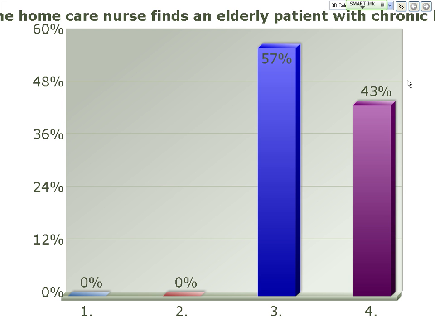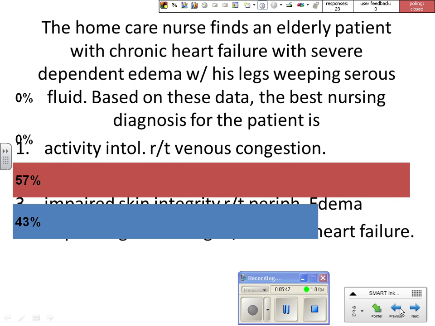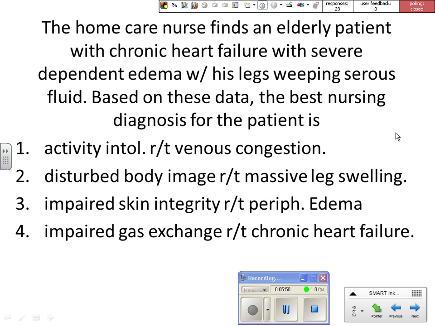Okay, 57% went with the skin integrity and 43% went with the gas exchange. Okay, what are the key words in this question? Severe edema with legs weeping serous fluid, based on these data. When you see that phrase, based on this data, say, okay, this is telling me I need to focus on something in particular and not the most obvious. So legs weeping, serous fluid, severe edema. The priority for this patient based on that data is the impaired skin integrity.